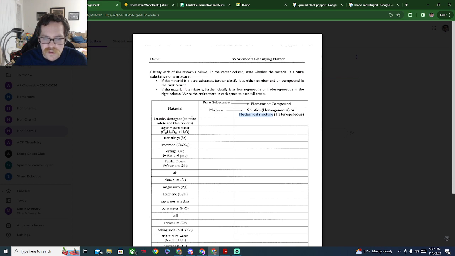So, laundry detergent, which contains white and blue crystals, right? If they contain separate crystals, and you can see those individual crystals, then it is a mechanical mixture. Let me show you real quick.